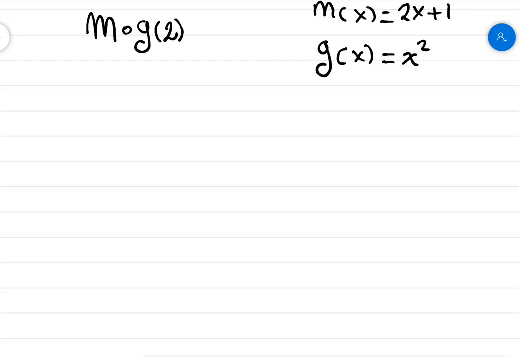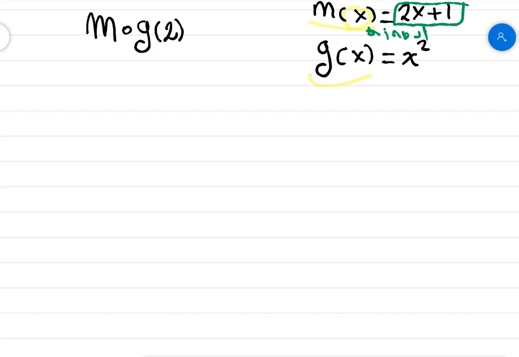We are going to do composition of functions. They are giving me two functions, n of x, g of x. Remember, whatever is in this parenthesis is my input. This is the input, and I will work with the input and get an output. This is the function rule.